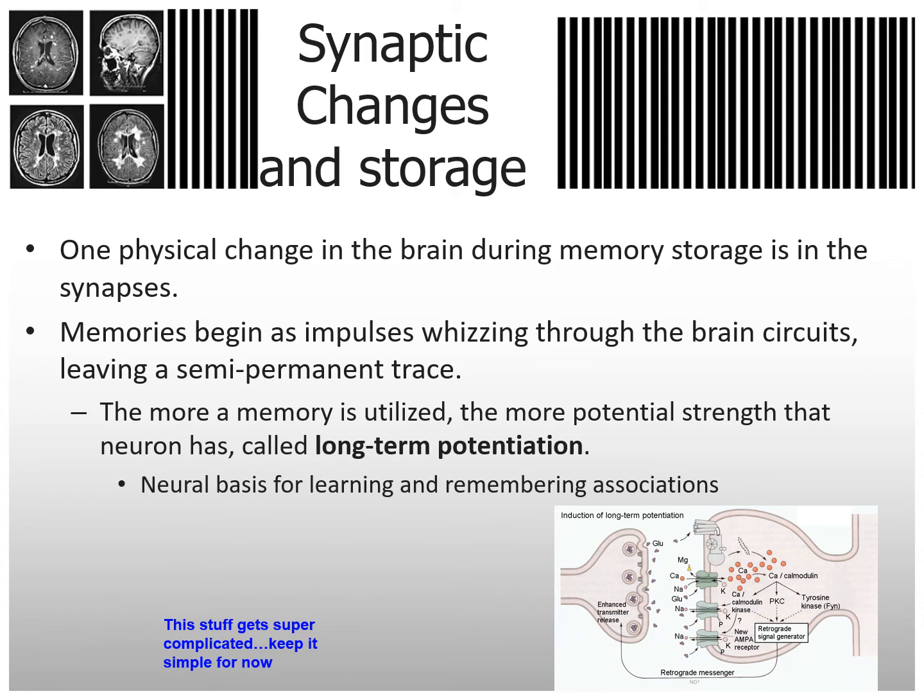So some theories on how memory works, and I've talked about this before. Synaptic changes in storage. One physical change in the brain during memory storage is in the synapse. Memories begin as impulses whizzing through the brain circuits, leaving a semi-permanent trace. A lot of you guys remember me talking about this before. The more a memory is utilized, the more potential strength that neuron has, and that is called long-term potentiation, which is the neural basis for learning and remembering associations.